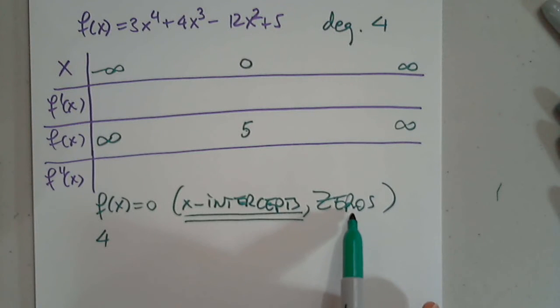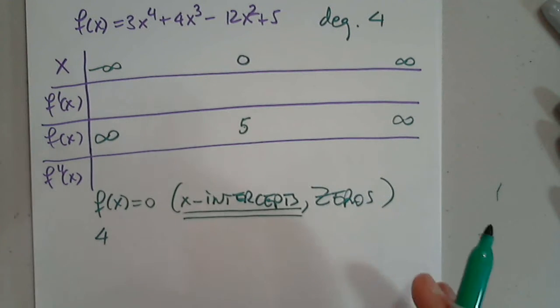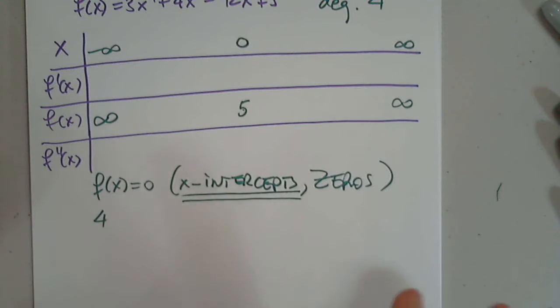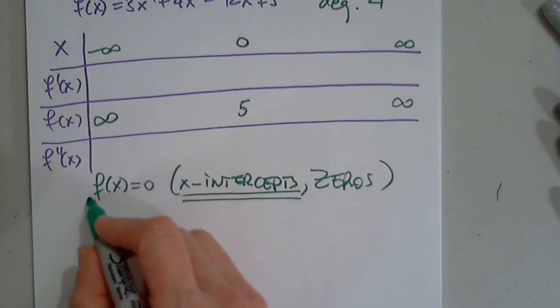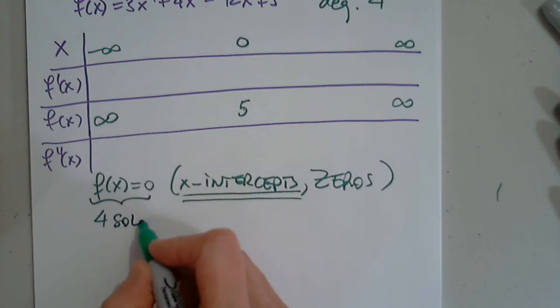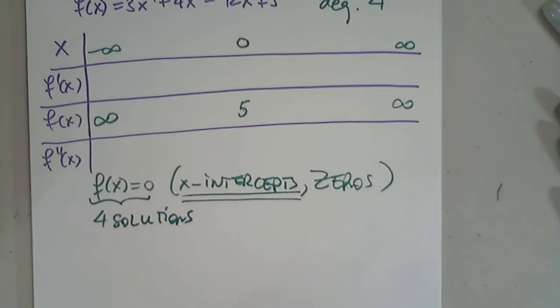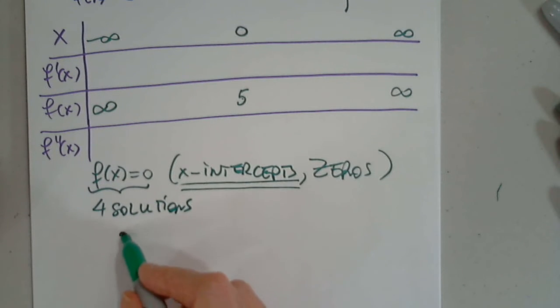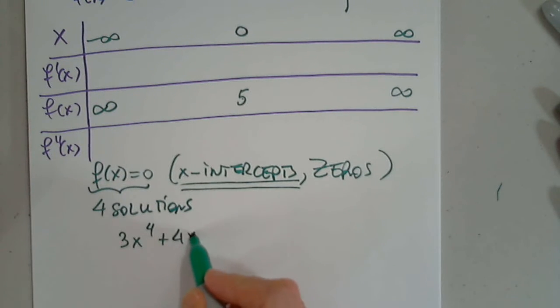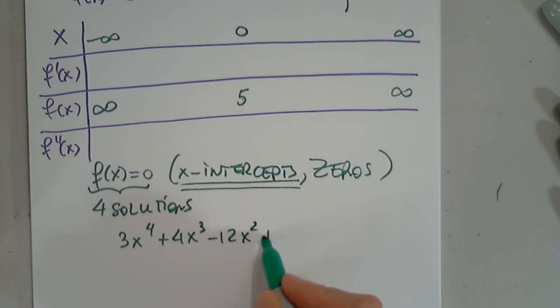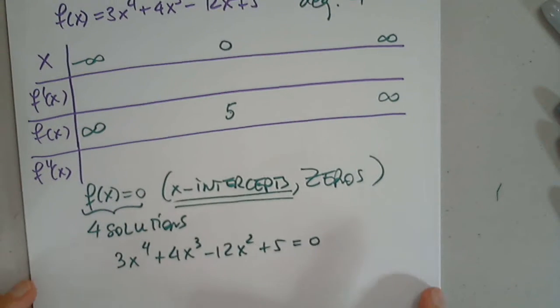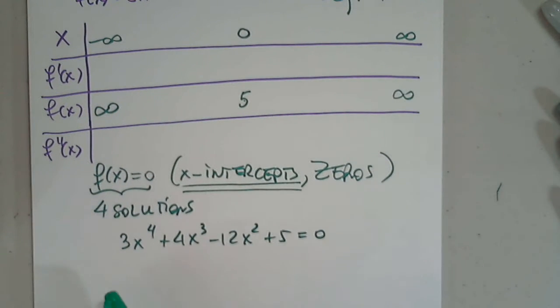Of course, I jumped by saying x-intercepts, right? But they're basically the zeros, right? But they may be real or imaginary. I don't know, right? But when I solve this equation, I have to find the 4 solutions. They may be real, imaginary, I don't know. Okay. So 3x to the fourth plus 4x cubed minus 12x squared plus 5 equals 0. This is not factorable because it's a polynomial of degree 4. We have no algebraic method of factoring this.